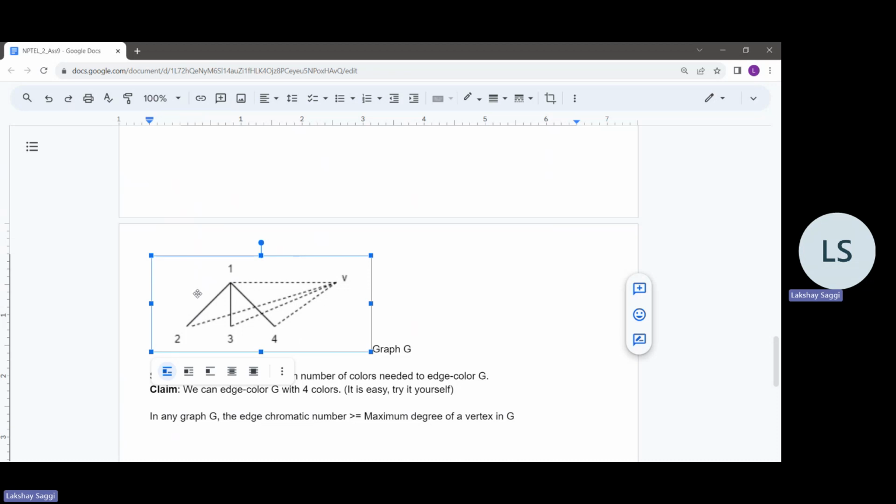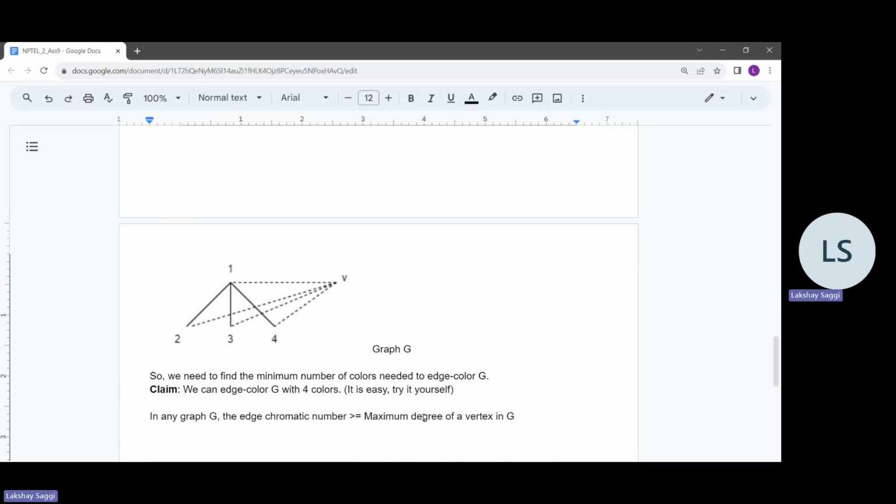The proof for this statement is pretty easy, because for any vertex V in G, all edges incident to V will need to have different colors. So that's why this statement is true.